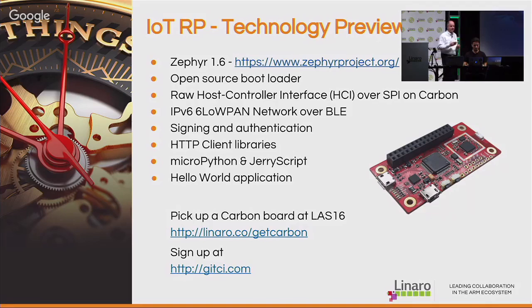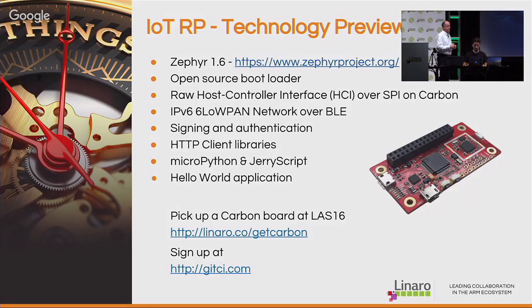The software that's available for this is all the software you've seen here on the client side, the software to build this, the software to do the updating. We're running an IPv6 stack using Zephyr's 6LoWPAN networking, and we're doing that over Bluetooth for this demo. We're showing signing and authentication, and that's included in the software build that we're providing. HTTP client libraries, and then, based on some work that Matt's group have been doing in Lite, we are providing not only C, but also MicroPython and JavaScript as application development languages, and of course the simple flashing LED application with the working blue LED now.